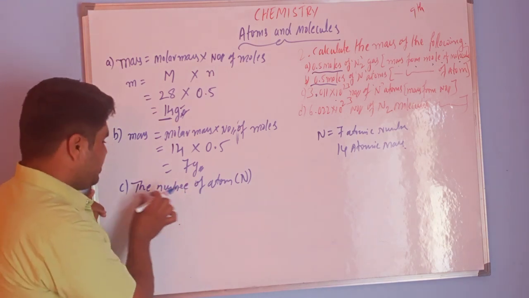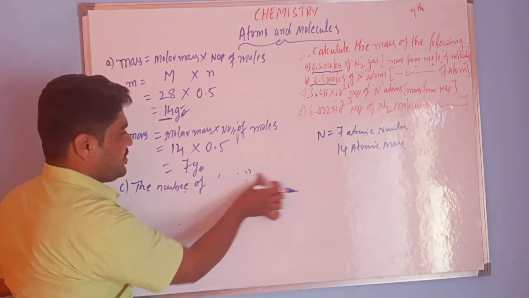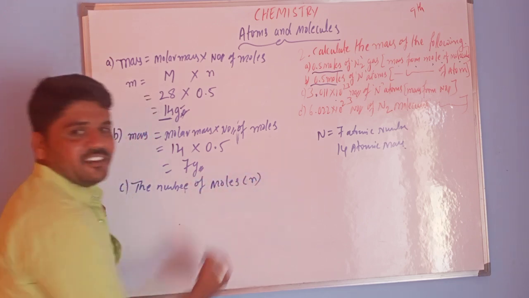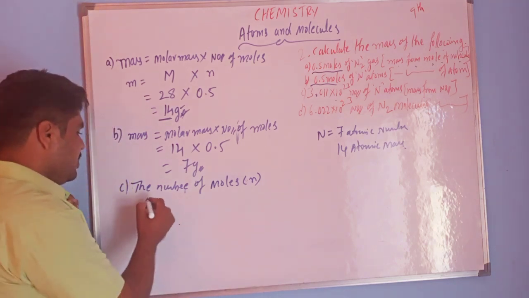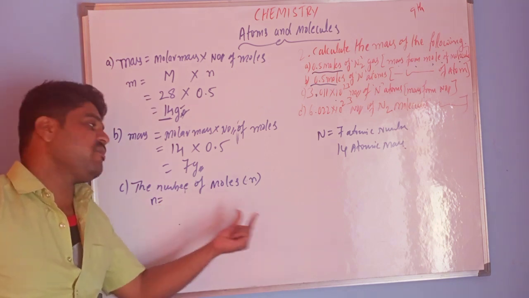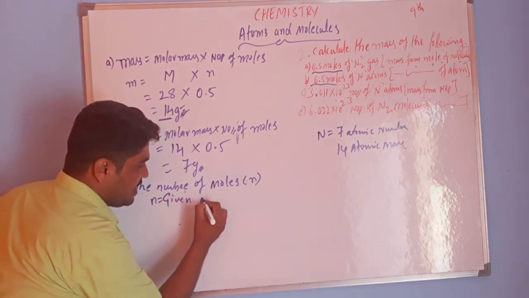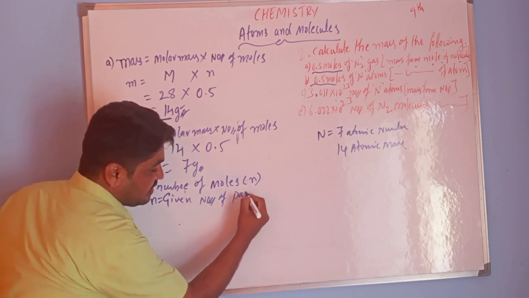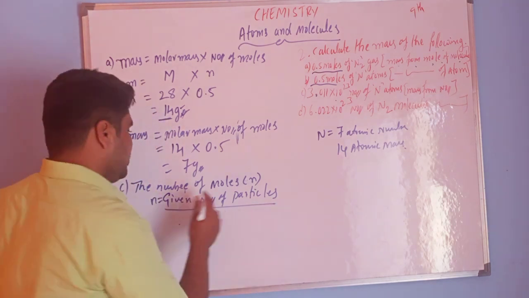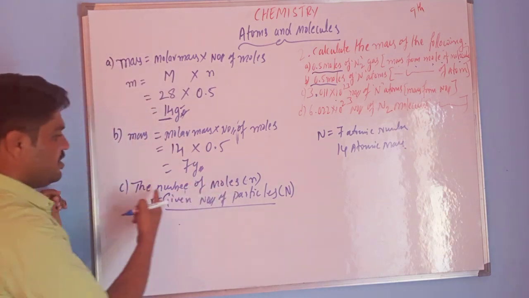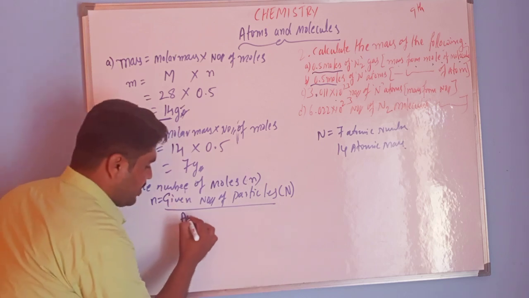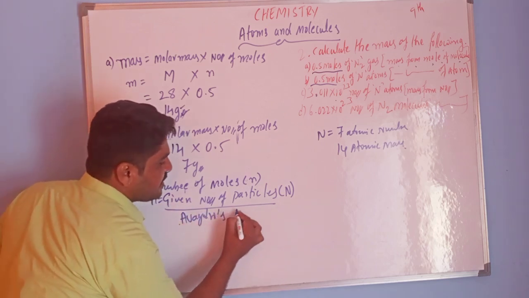First I am going to find the number of moles. Number of moles is represented with small n. This also has one special formula: given number of particles divided by Avogadro number. Already I told you, the given number of particles is represented by capital N, and Avogadro's number.